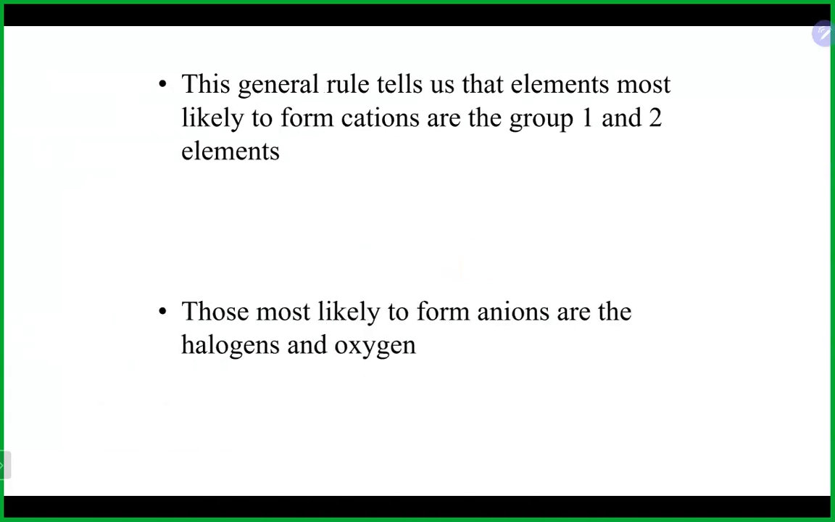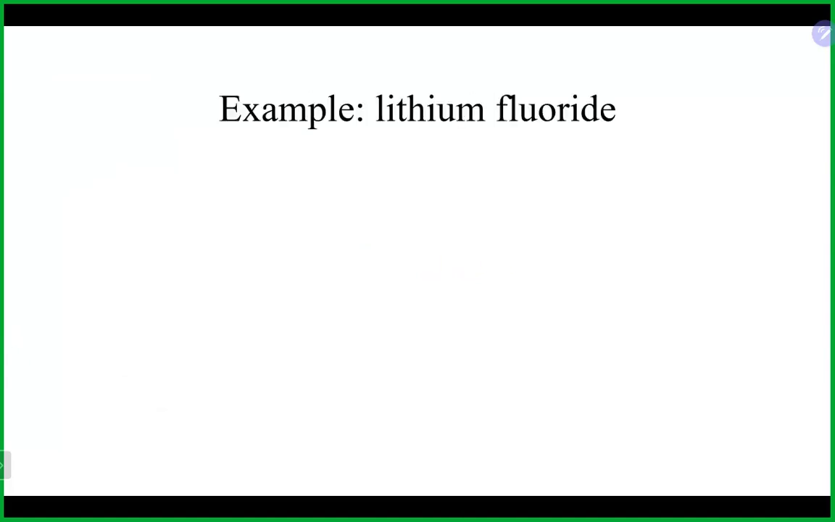So kind of what we've been talking about, the general rule tells us everybody to the left there, metals pretty much, are going to be positively charged. Upper right of the periodic table, they're going to roll into the negatively charged anions. And a lot of that is based off of those periodic trends that we talked about in the previous chapter. So let's take a look at lithium fluoride, which is an example of an ionic compound.